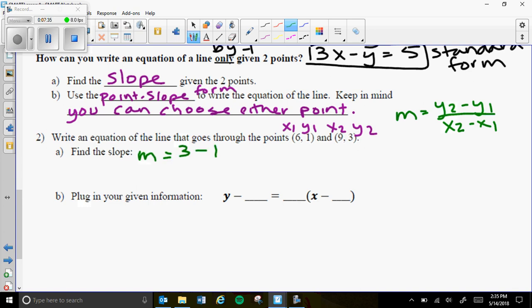So I'm going to plug these numbers in and figure out the slope. y2 minus y1 over x2 minus x1. 3 minus 1 is 2. 9 minus 6 is 3. So in this case, m equals 2/3.